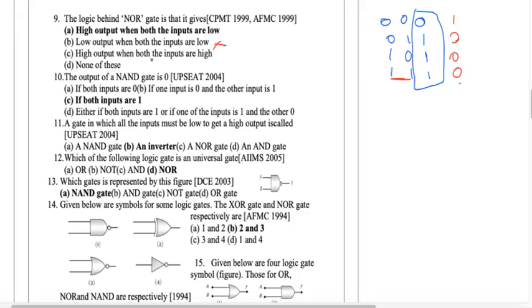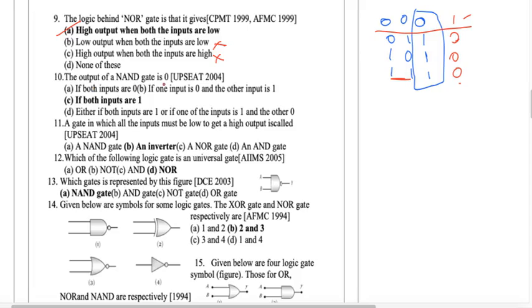C is high output when both the inputs are high. High output, that is 1, but the inputs are not high. So this is also not valid. Now option A, high output when both the inputs are low. So this option is valid. So the answer to the 9th question is A.